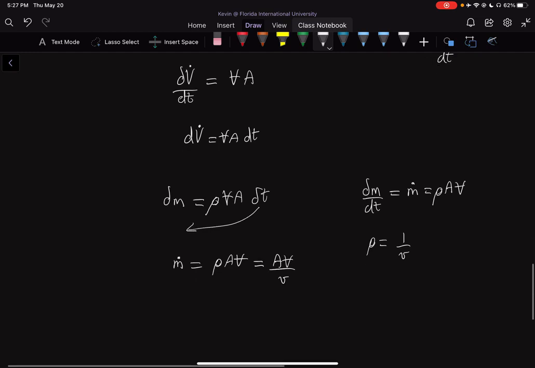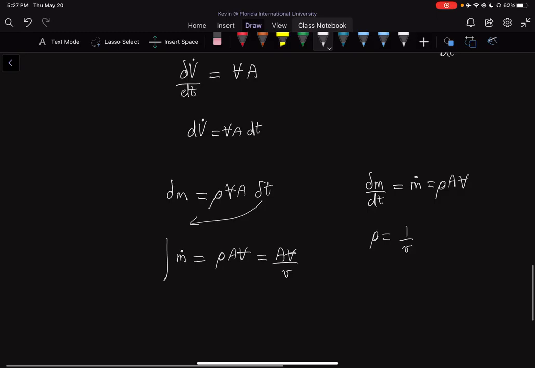Now, in this equation, just to keep it general, V is the average velocity.